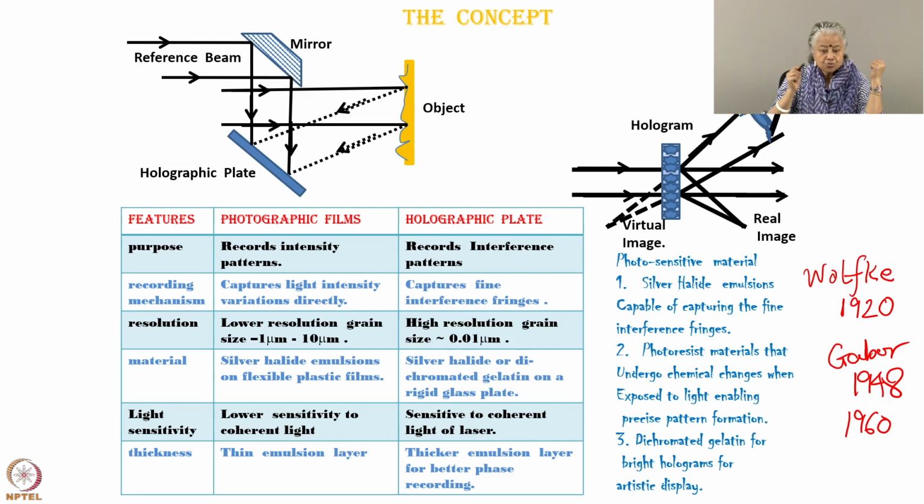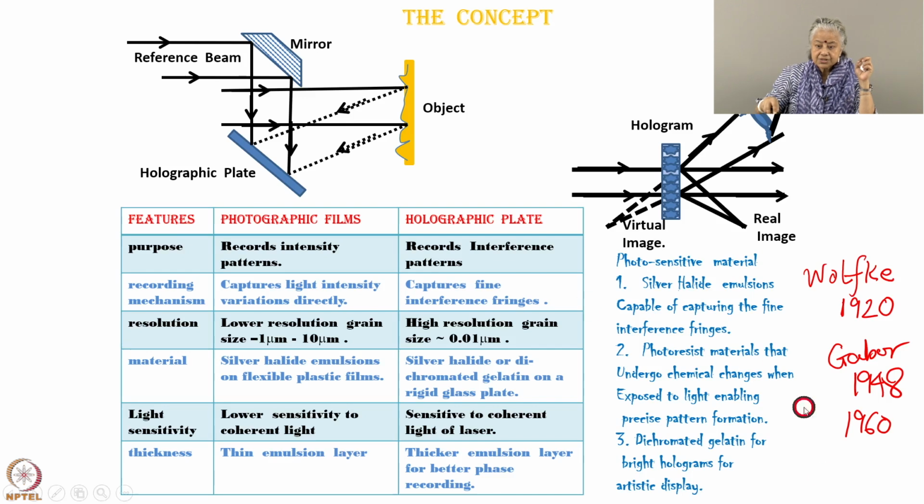And you know why. Now, another thing is that in the case of photographic films, the emulsion layers are thin, while in a holographic plate, thicker emulsion layers are used for better phase recording. Again, we will understand this as we go along. Just remember that in the case of a photographic film, a thin emulsion layer is good enough, but in the case of a holographic plate, we do need thicker emulsion layers, and we will talk about it.